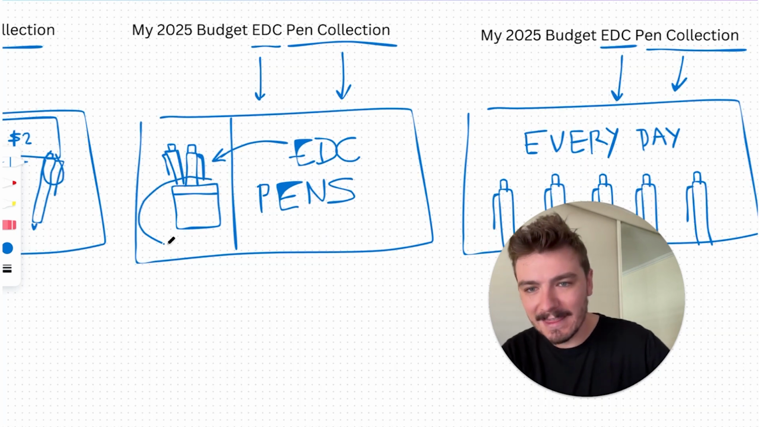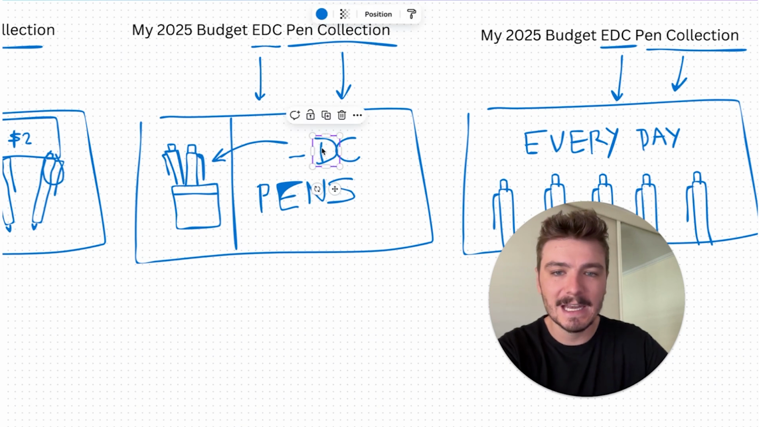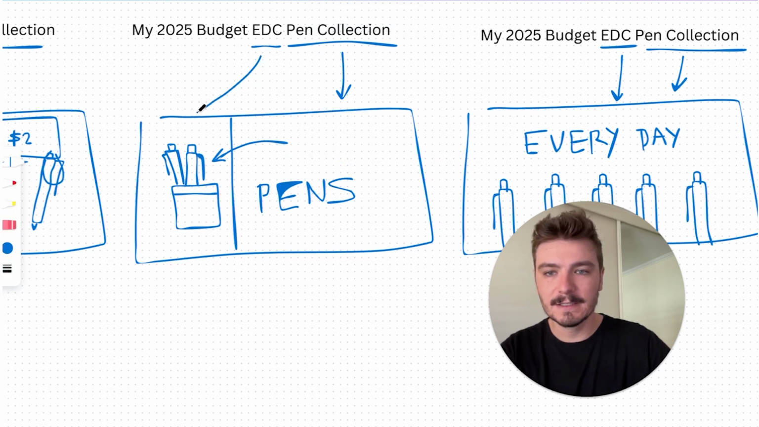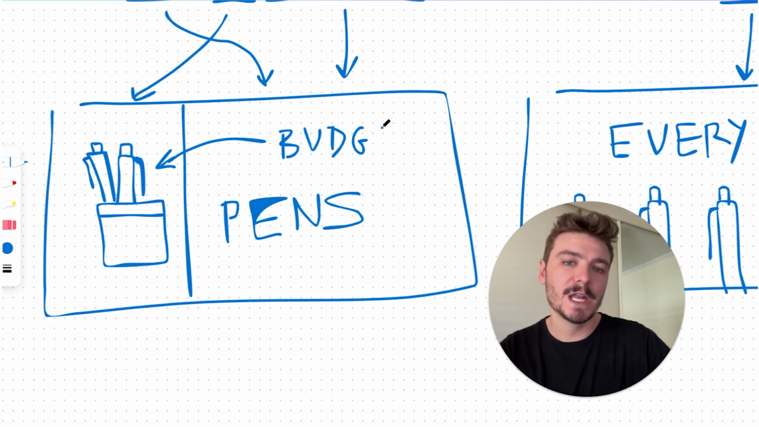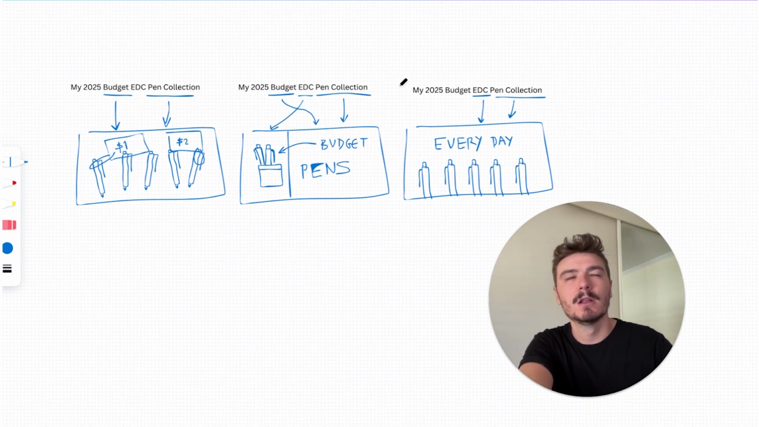EDC, I can see that this is everyday carry because of the pocket. So I don't need EDC here now that I think about it. EDC is coming across with the pocket. So with this one here, we'll have budget here. I could use another word such as cheap or something, but I think I prefer budget. It just sounds more luxurious, like you're still getting quality, whereas cheap doesn't sound like you're getting quality.